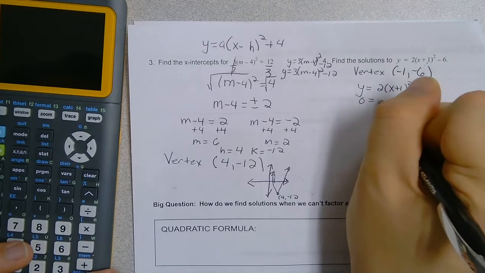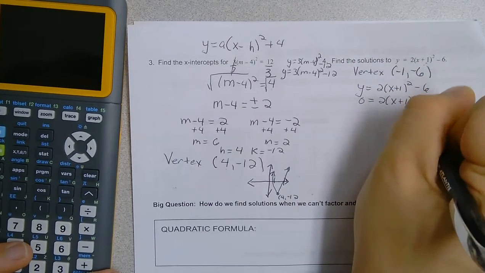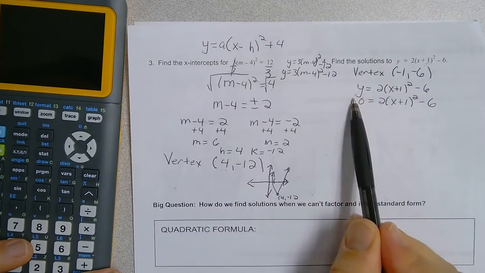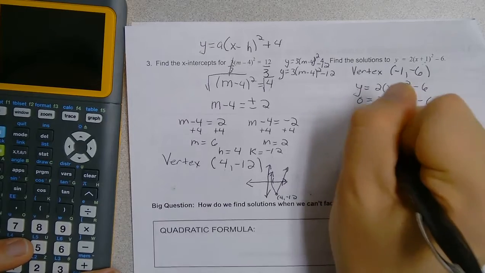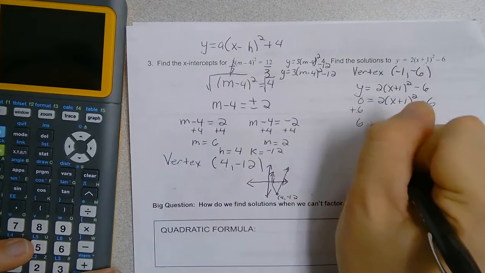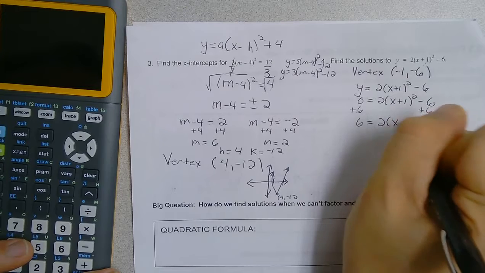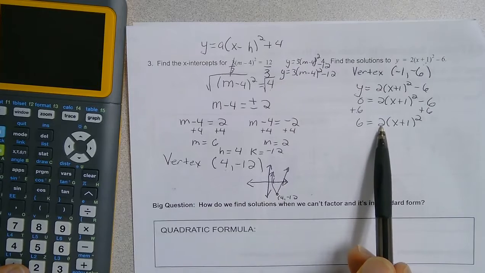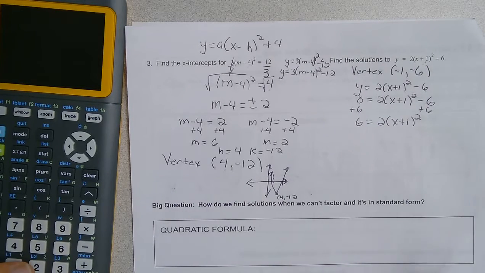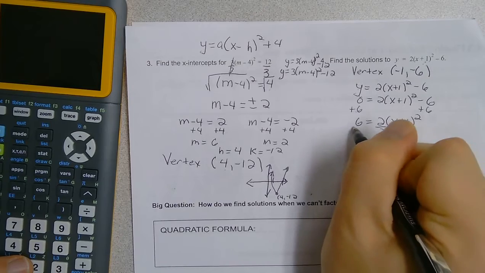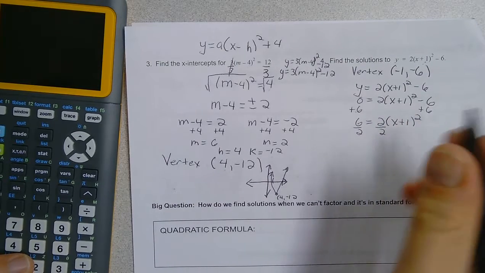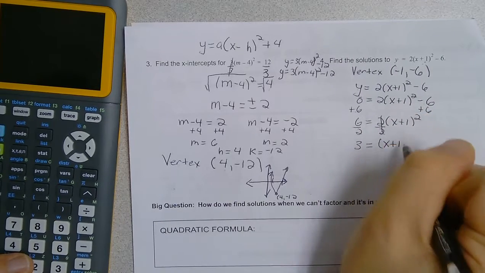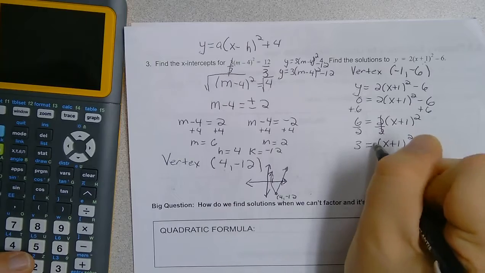So we say 0 equals 2 times x plus 1 squared minus 6. So we need to move the 6 over the other side by adding 6. And 0 plus 6 is 6. So 6 equals 2 times x plus 1 squared. I want the x by itself, so I need to get rid of this 2. I'm multiplying, so the inverse would tell us to divide by 2. And then 6 divided by 2 is 3. So 3 equals x plus 1 squared. Taking my square root.